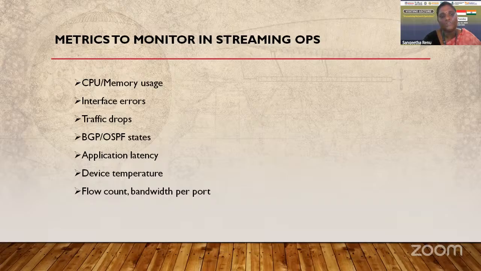Traffic drops focus on packet loss due to congestion or misrouting, which can lead to poor application performance. BGP or OSPF states monitor dynamic routing protocols to ensure proper path convergence and scalability. Application latency focuses on end-to-end delay affecting user experience. Device temperature focuses on preventing overheating-related shutdowns or failures, especially in high-density environments. Flow count and bandwidth per port help detect over-utilization, DoS patterns, or sudden traffic spikes.